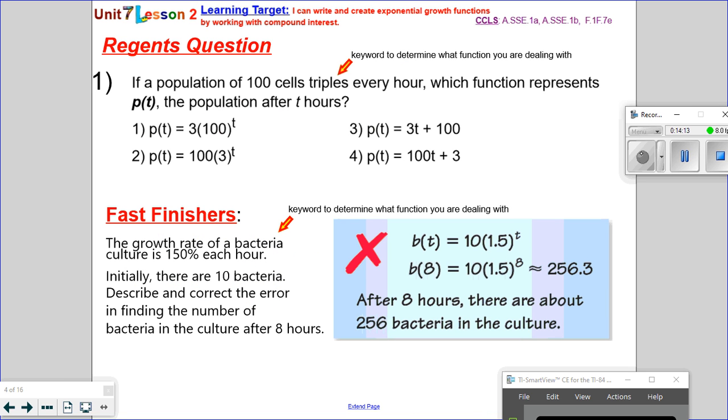Okay, so here's a couple of Regents questions. Try them. And try the fast finisher also. Actually, there's one Regents question, one fast finisher. Try them both. Press pause now.